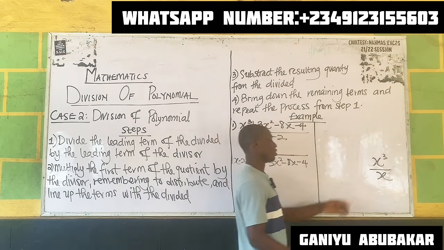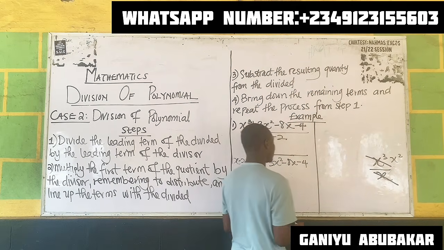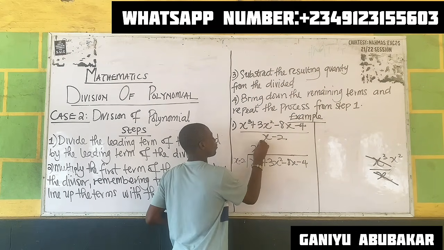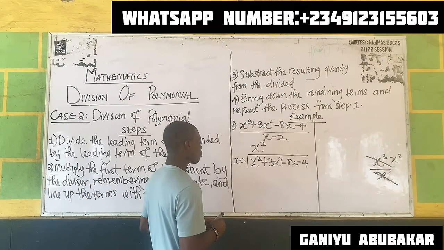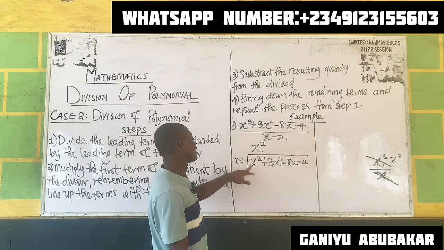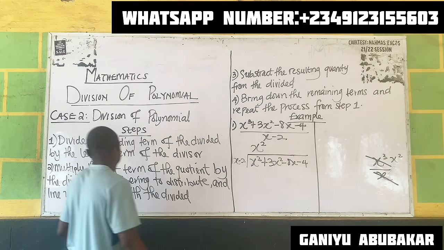So I'm having these two things, x here and x here. If I divide this with this first one here, I have x squared as the answer. Divide the leading term of the dividend by the leading term of the divisor, that gives me x squared. Now use x squared. Step 2.